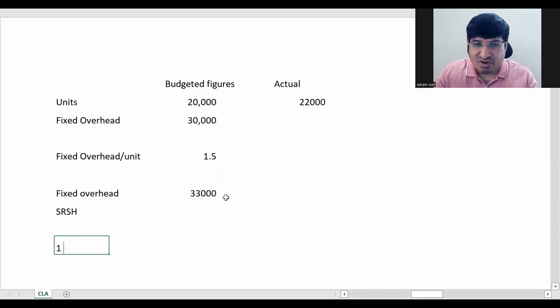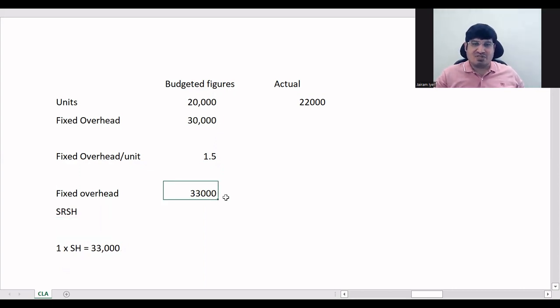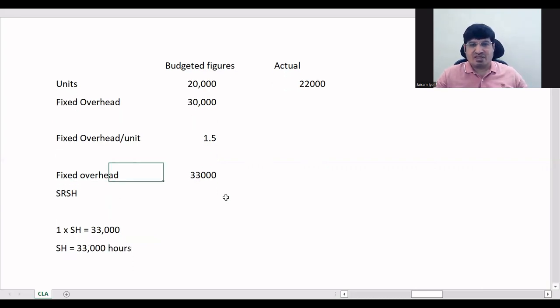SR is standard rate, which is 1, we already know. And standard hours we do not know, we have to find out. So standard rate 1 into standard hours is equal to 33,000. This equation will be made: SRSH is equal to 33,000. 1 into SH will be 33,000, so SH will be equal to 33,000. Standard hours will be 33,000 hours. Done.